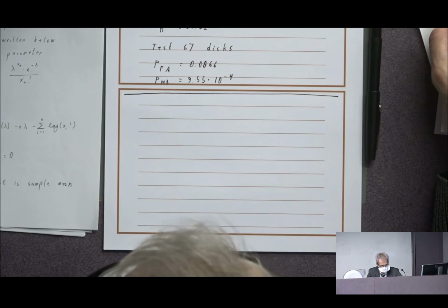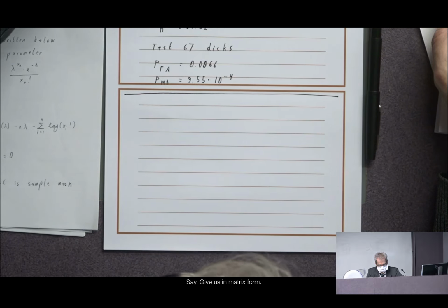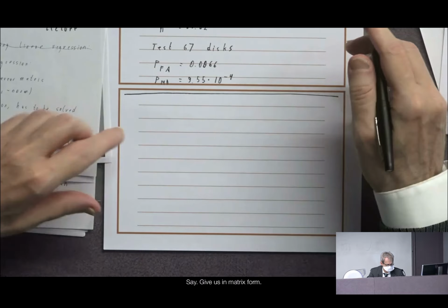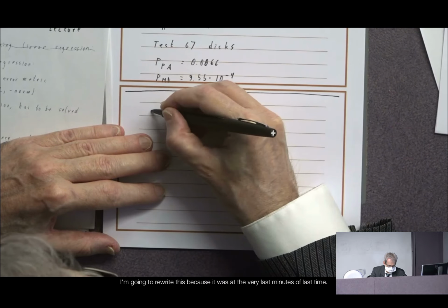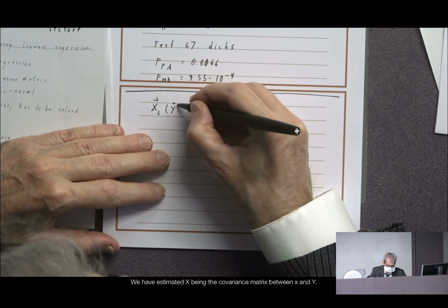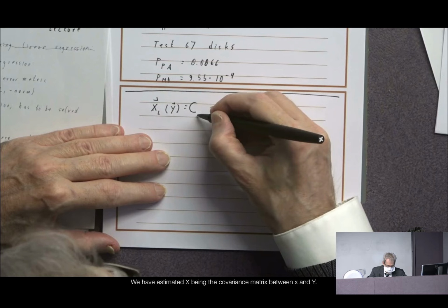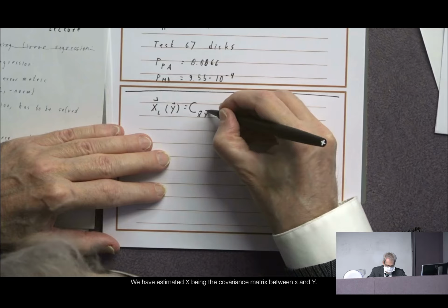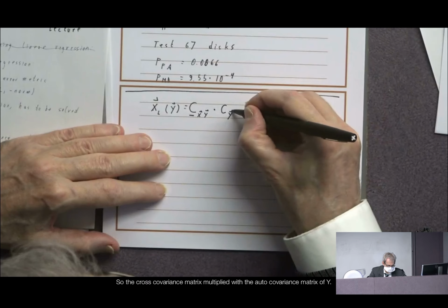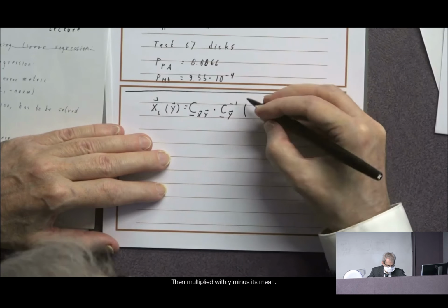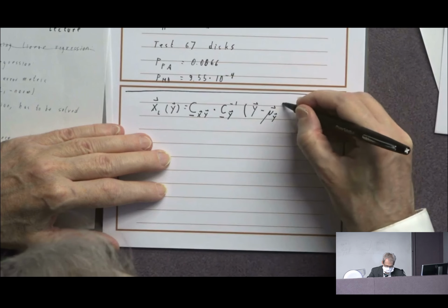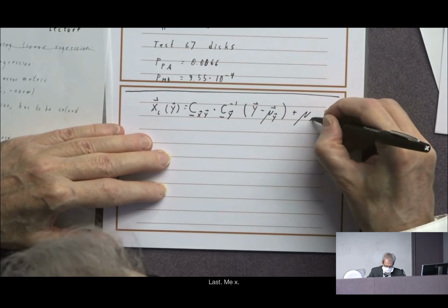And the equations were all fairly similar, it's just that we ultimately ended up with a relatively complex equation that gave us a matrix form. I'm going to rewrite this because it was at the very last minutes of last time. We have our estimated x being the cross covariance matrix between x and y, multiplied with the autocovariance matrix of y, then multiplied with y minus its mean, plus mu x.